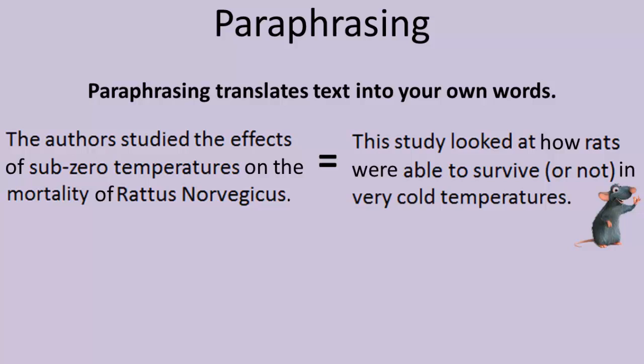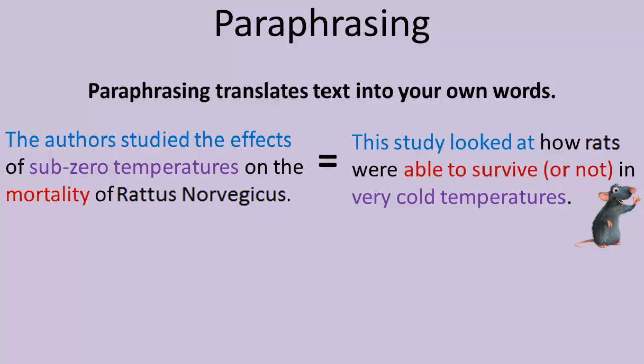Are all of the important points still there? Let's take a look. So they said the authors studied the effects. And I said, this study looked at. A little simpler. What did they look at? They looked at sub-zero temperatures. And I say, very cold, right? Doesn't have to be so specific. The mortality. Well, mortality is another way of saying surviving or not surviving, right? Your ability to live or not live. And they went scientific. They went with Rattus norvegicus. Well, I'm just going to make it simple. Rats. So I've got the same basic components.